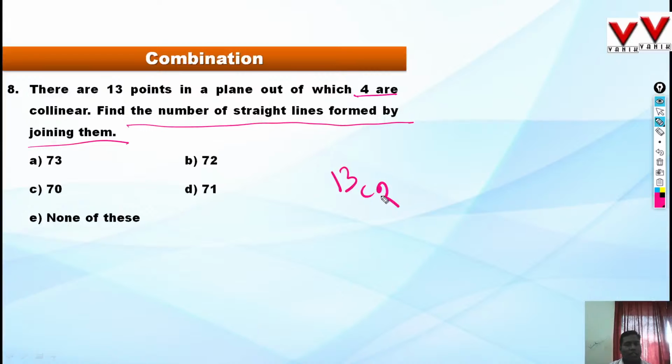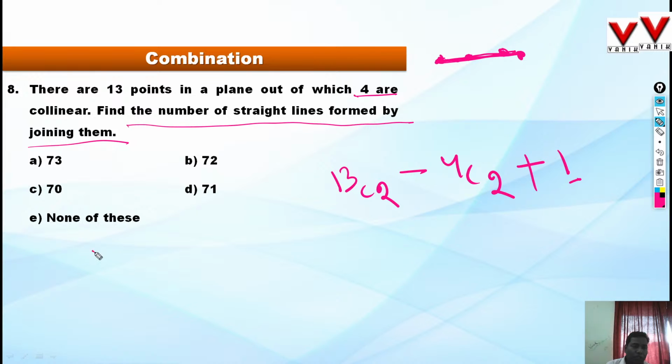Straight lines can be formed by 13C2 minus 4C2, because 4 points are collinear. Triangles cannot be formed from them. So I write here 4C2 plus 1, because the 4 points are collinear. In the case of a straight line, we can make only one straight line. That is your plus 1. In these 4 points, we can make the straight line using the first point and the last point. This is your 1. 13C2 minus 4C2 plus 1.